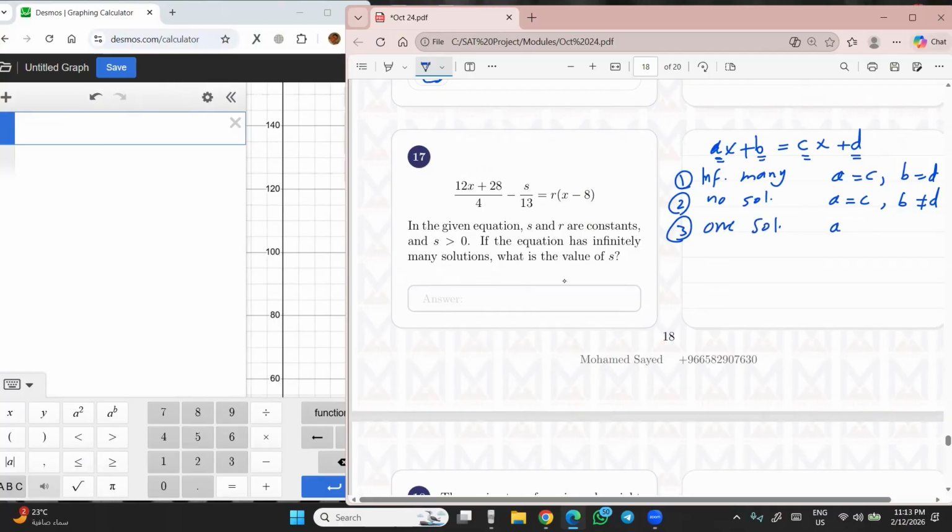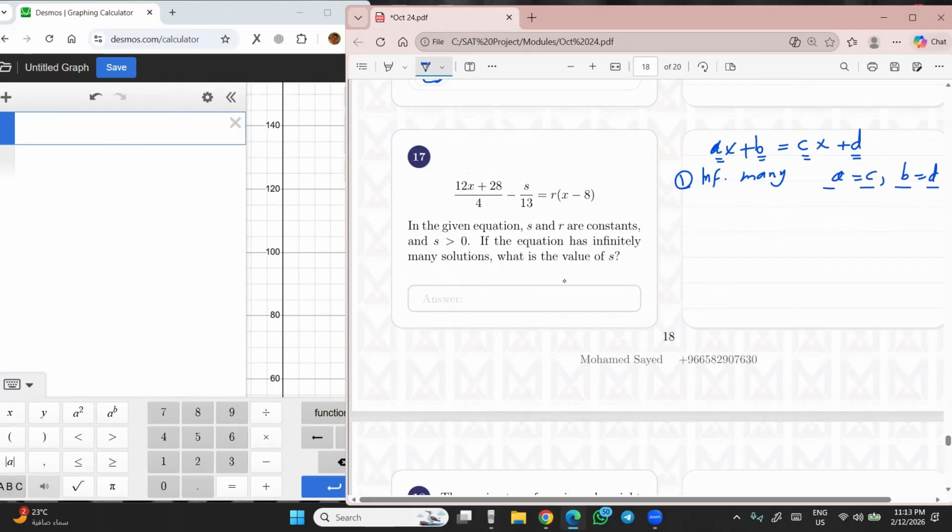And this happens when A is not equal to C. So no need to check B and D. Just focus on the values of X and the coefficients of X. But in our case, the question says has infinitely many solutions. So we can erase everything here and only focus on the first case. Infinitely many solutions means A is equal to C and B is equal to D. But this is not organized the same way as here.